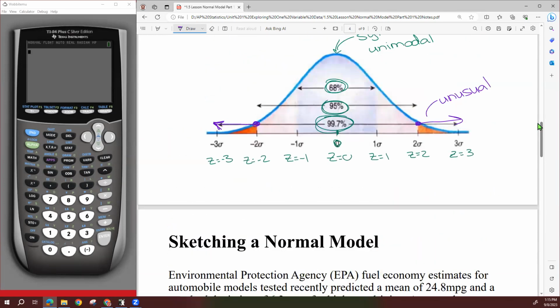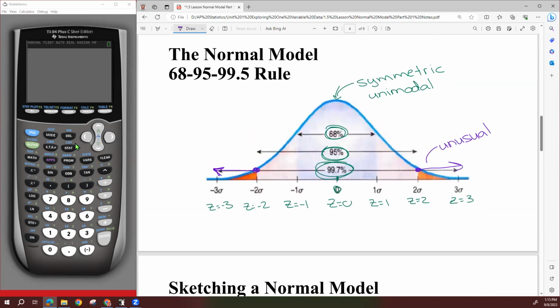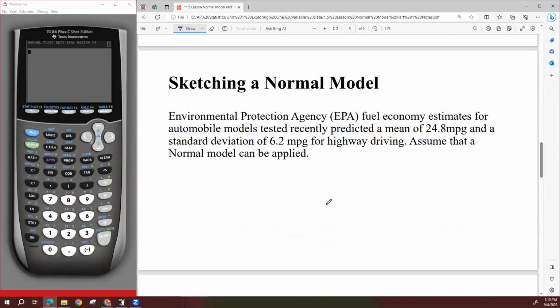So this is what we call the standard normal curve, because we use standardized test statistics, z-scores, to draw it. But we can draw normal curves with data points. And so I'm going to pause here, and I'm going to draw the normal curve for this and then explain it to you.